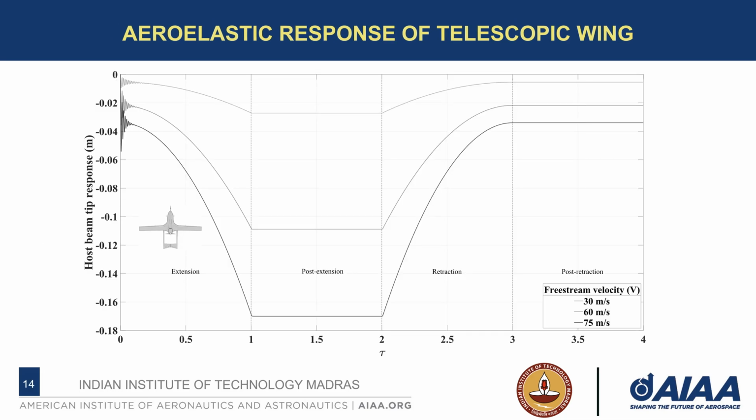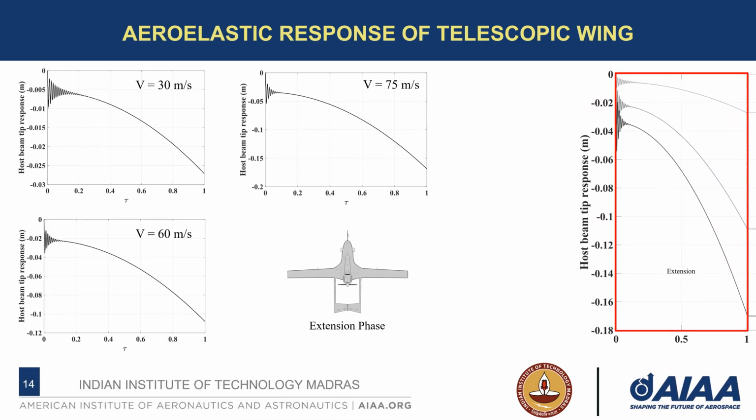The obtained response for various free stream velocities of air is shown here. The four different phases of the morphing process, namely extension process, post-extension process, retraction process, and post-retraction process, are shown here, and they are separated using a dotted line. It can be observed that with increase in free stream velocity, the response of the telescopic morphing wing increases. To analyze the response in various morphing phases, we will look into the response of the respective phases in detail.